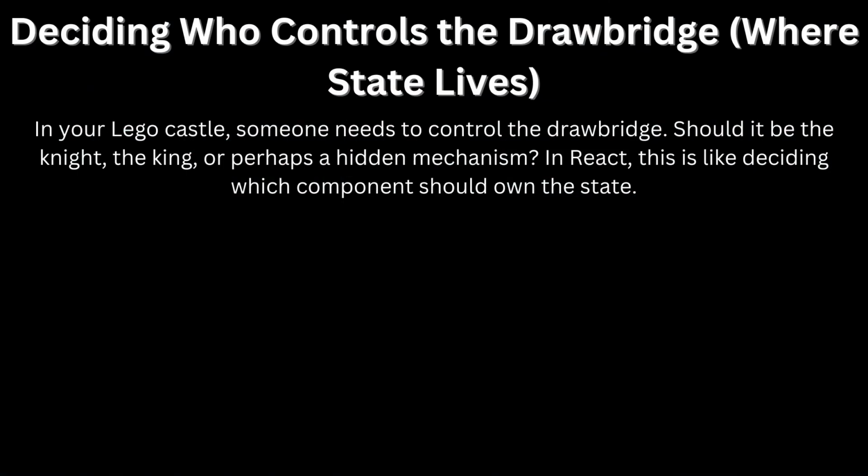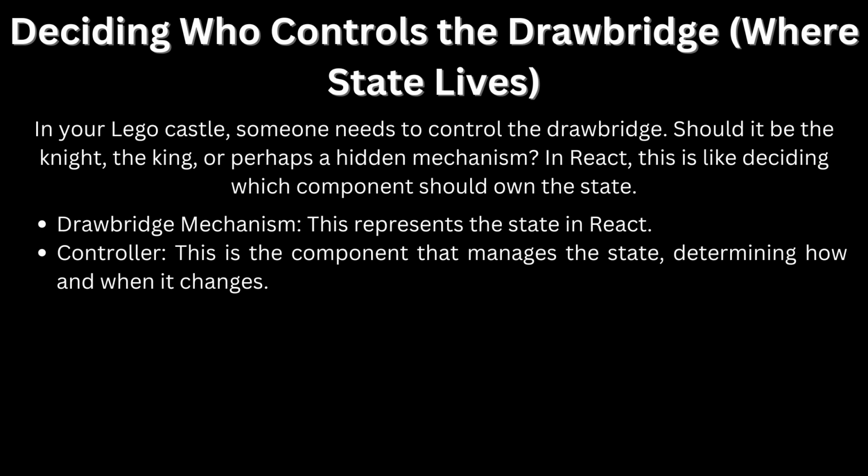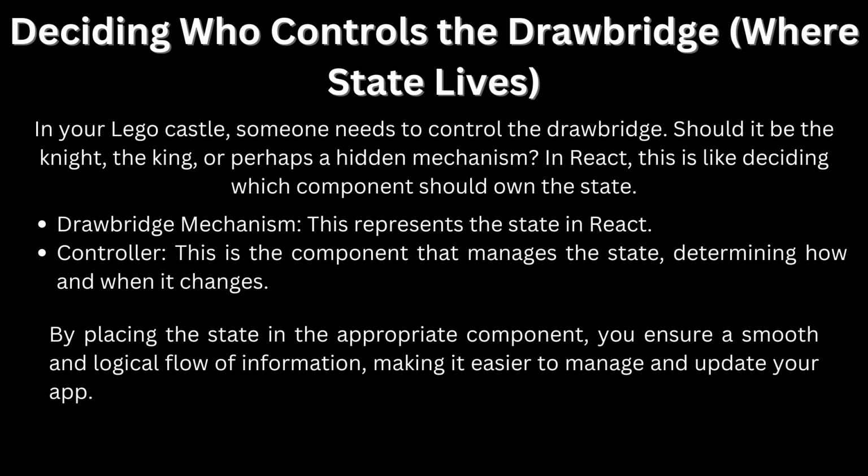In your Lego castle, someone needs to control the drawbridge. Should it be the knight, the king, or perhaps a hidden mechanism? In React, this is like deciding which component should own the state. Drawbridge mechanism. This represents the state in React. Controller. This is the component that manages the state, determining how and when it changes. By placing the state in the appropriate component, you ensure a smooth and logical flow of information, making it easier to manage and update your app.